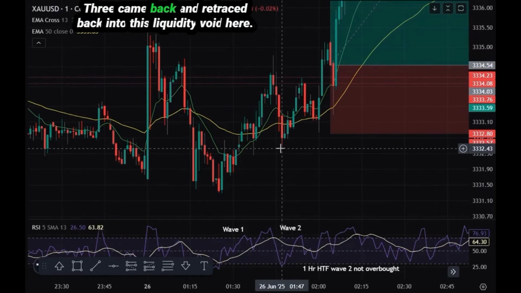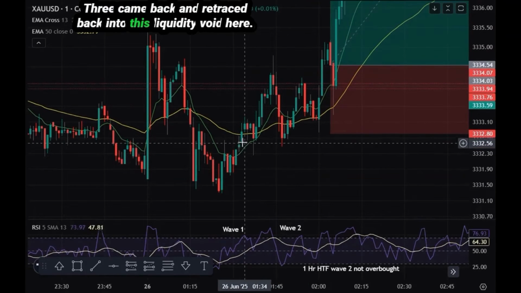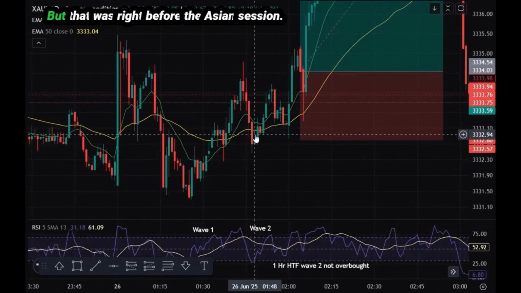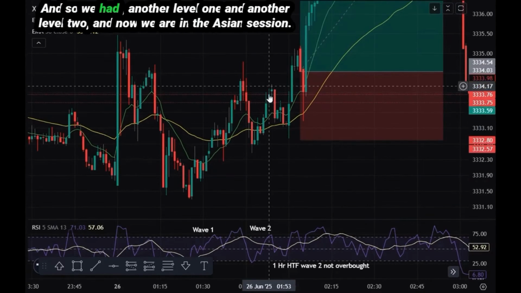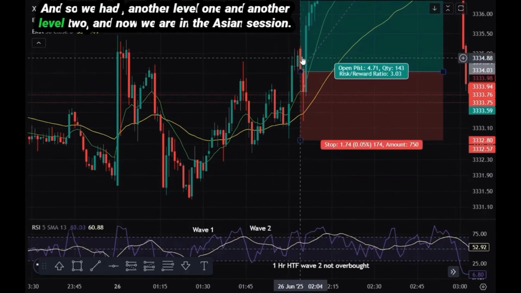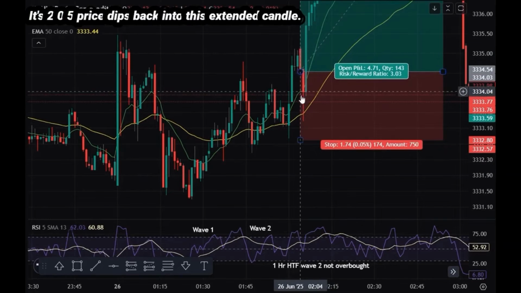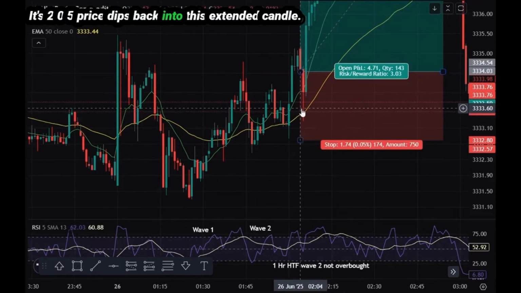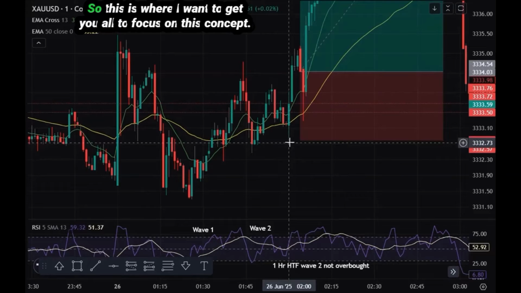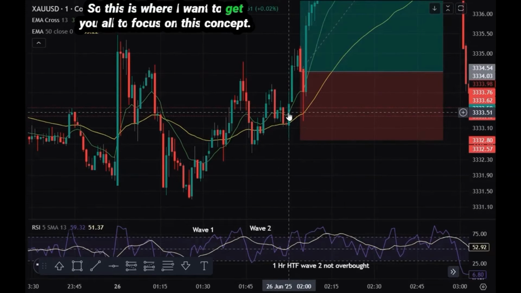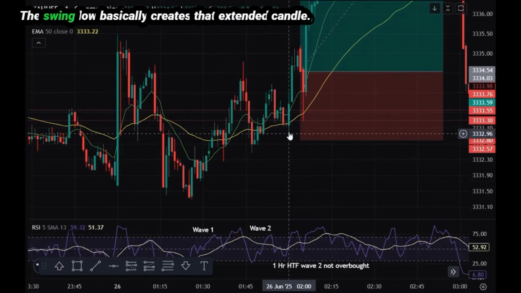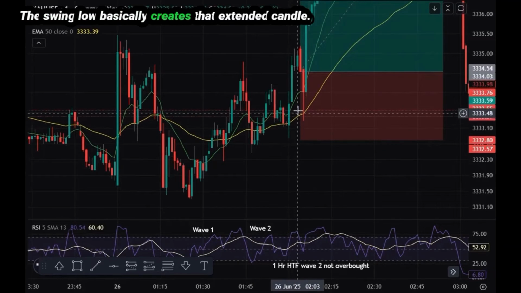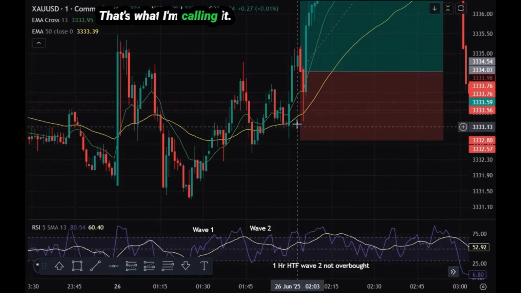And 3 came back and retraced back into this liquidity void here. But that was right before the Asian session. And so we had another level 1 and another level 2. And now we are in the Asian session. It's 205. Price dips back into this extended candle. So this is where I want to get you all to focus on this concept. The swing low basically creates that extended candle. That's what I'm calling it.